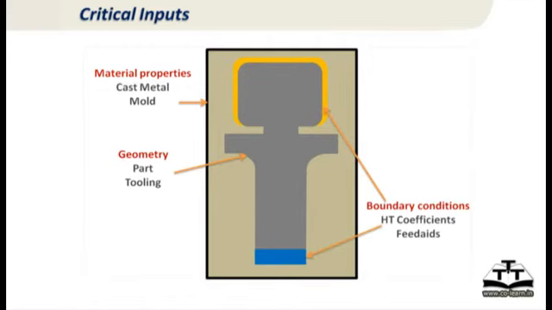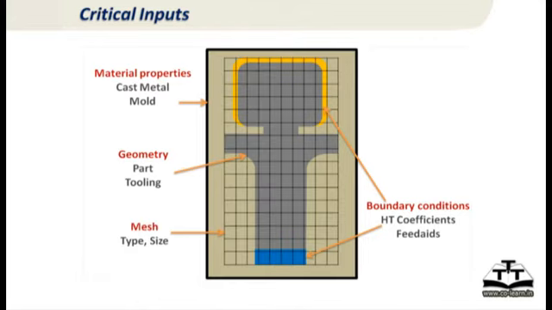Then boundary conditions we just mentioned, heat transfer coefficients, okay? And especially feed aids, chill, insulation, exothermic. What is the heat transfer coefficient? Does anyone have the values of that? We need to sometimes do experiments to find out the values of that. And then type of mesh, we discussed that.